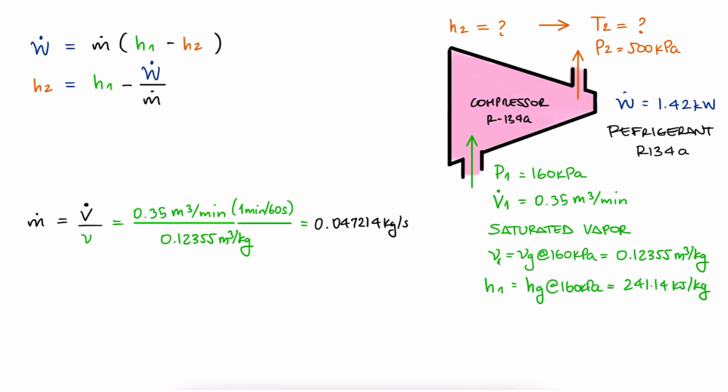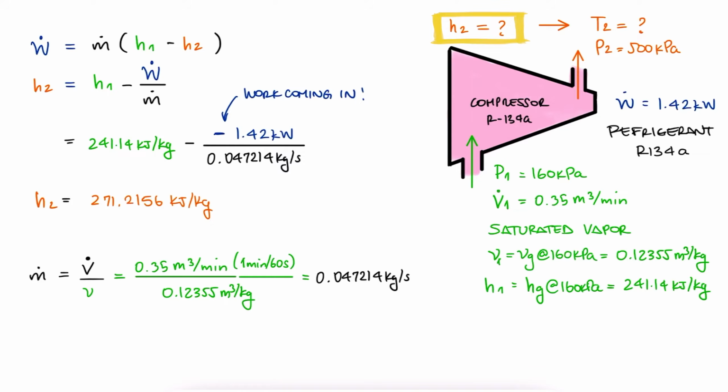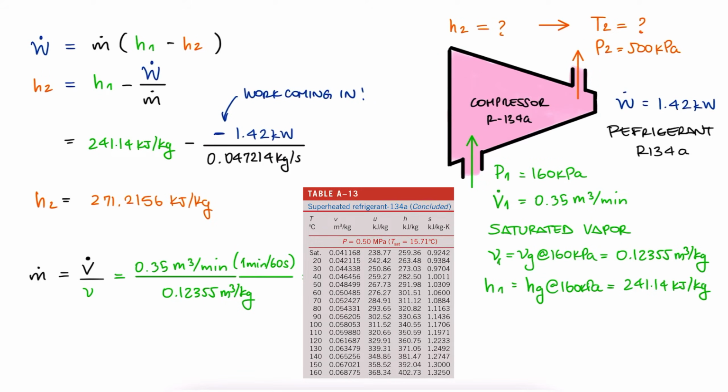We substitute the mass flow rate, the specific enthalpy at 1 that we just wrote down, and the power to calculate the specific enthalpy at state 2. Now that we have the specific enthalpy, and since we're given the pressure for state 2, we look up superheated tables for R134A, specifically for that pressure, and find the temperature that corresponds to that specific enthalpy value.